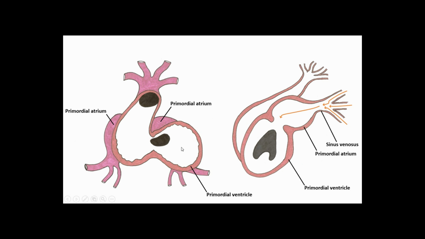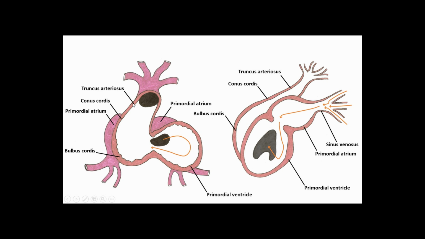From the primordial ventricle, blood is pumped into the bulbus cordis, which has a couple different areas. A little further superiorly, we have the conus cordis, and superior even to that, we have the truncus arteriosus. And the blood flows through the bulbus cordis, the conus cordis, and the truncus arteriosus to reach the aortic sac. And from there, it's distributed to various parts of the body by means of the dorsal aorta that we talked about in the last video.